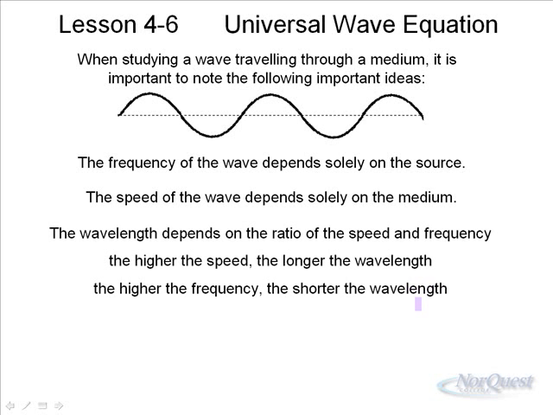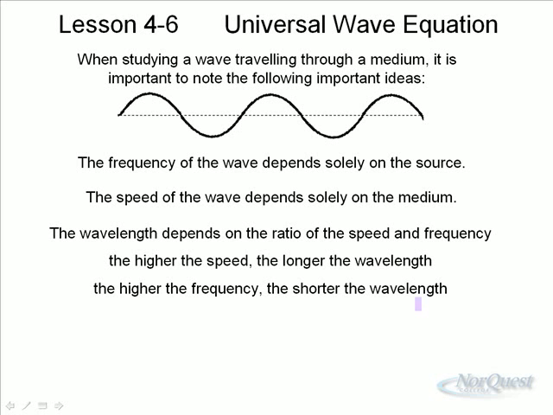And of course, the wavelength of the wave depends on the ratio of the speed and frequency. So wavelength is dependent on two things. One is it's dependent on the frequency, but it's also dependent on the speed. And so the higher the speed, the longer the wavelength; the higher the frequency, the shorter the wavelength.